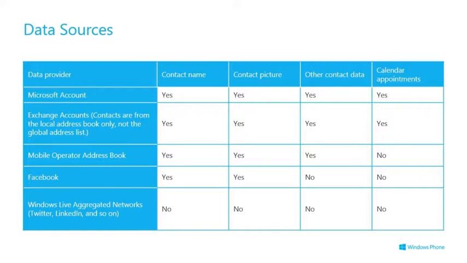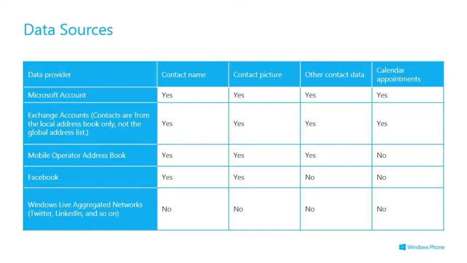So from the Microsoft account, you can get all the properties: contact name, contact picture, other contact data, and calendar appointments. Similarly, for anybody using the Exchange protocol or the mobile operator address book, you get everything except there's no calendar associated with that. Now, Facebook: through the APIs you can only get contact name and contact picture. You'll see more data than that, and obviously from Facebook you can get a lot more information about somebody, but this is just about contractual arrangements.